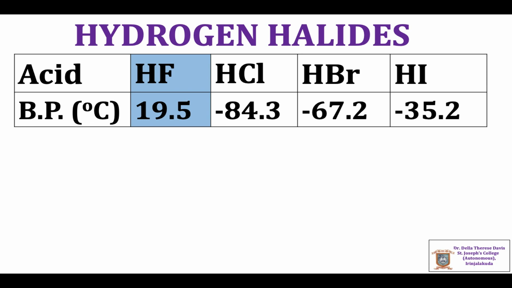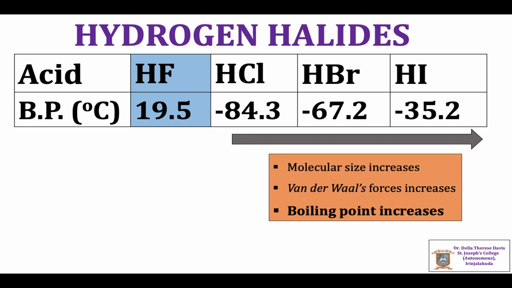The boiling points of the hydrogen halides are shown here. The boiling points increase from HCl to HI because as the molecular size increases, van der Waals forces increase and hence the boiling point increases.